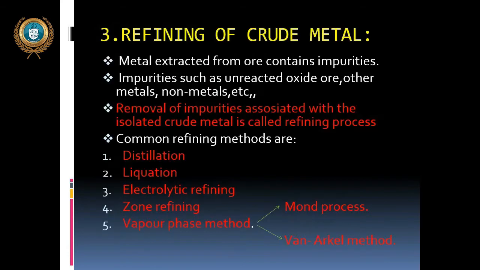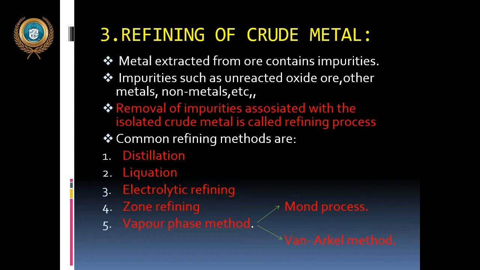And in today's class, we are going to discuss the third step in the extraction of metal, which is refining of crude metal. The extraction of metal in the metallurgical process has three major steps. One is the concentration of ore and the second is the extraction of metal. Under this second process, there are two steps. One is the conversion of the ore to metal oxide and the second one is the reduction of metal oxide to its metal. And the third step is nothing but a purifying process, which means the refining of the crude metal.